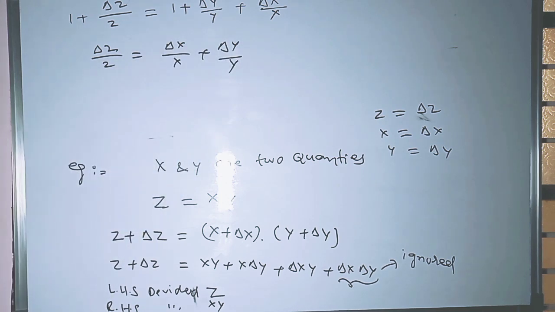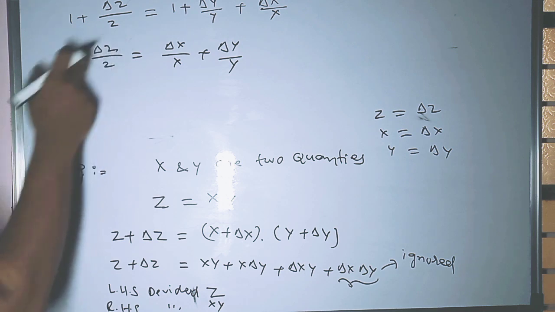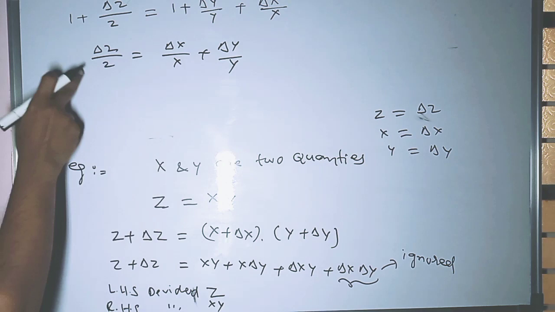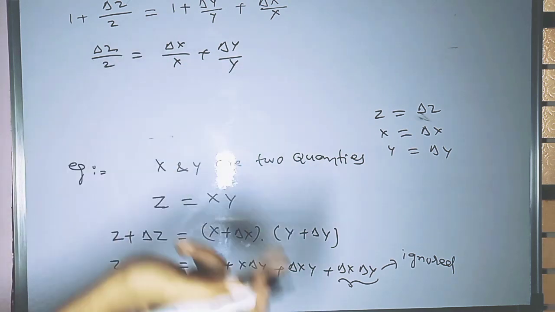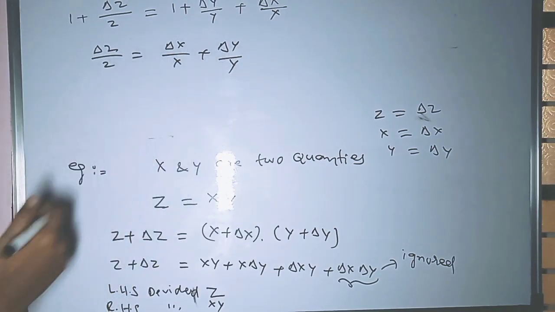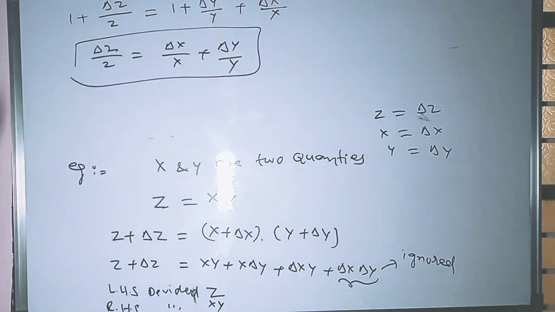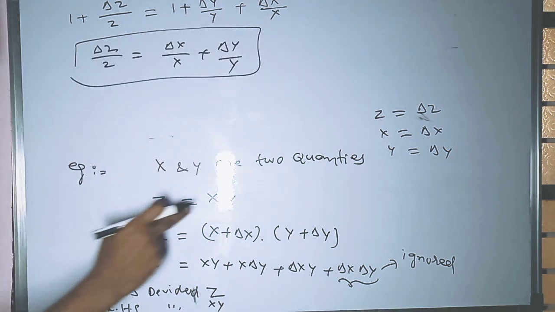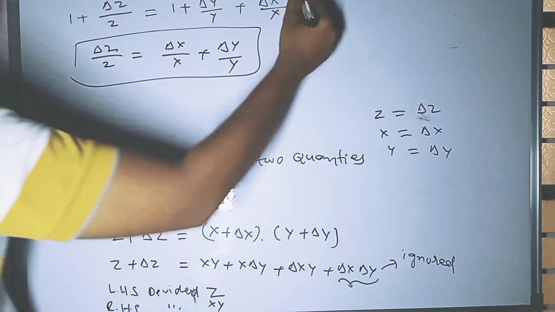So see here, this is according to the second rule. What is the second rule? The resultant relative error is equal to the sum of the relative errors of the individual quantities. Okay, so this is in multiplication. In case of multiplication, in case of addition also the same.